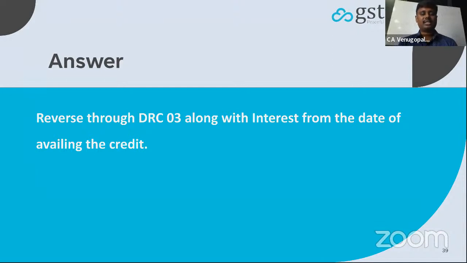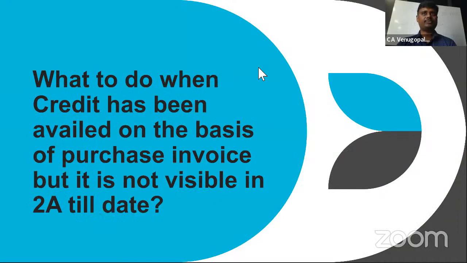And there is an instruction that has been given while reporting DRC03 in the annual return: the taxes should be paid using the electronic credit ledger, not the electronic cash ledger only. So you can pay through DRC03 and report it into table 7, right? So this is the way of doing it.